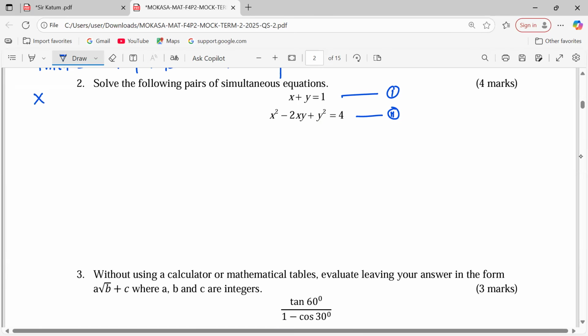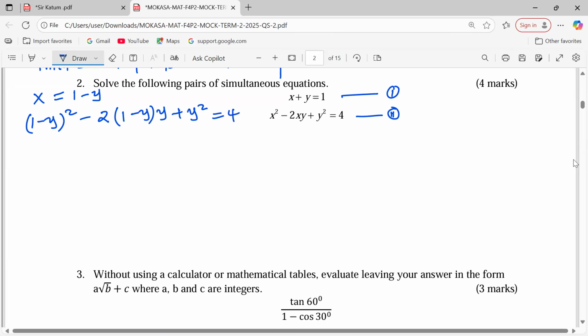So from 1, we can say that x equals 1 minus y. So if this is from equation 1, then in equation 2, we substitute x with this expression. So instead of x squared, we'll have (1 minus y) squared, minus 2 multiplied by x multiplied by y. So instead of x, we have 1 minus y, then times y, plus y squared equals 4.